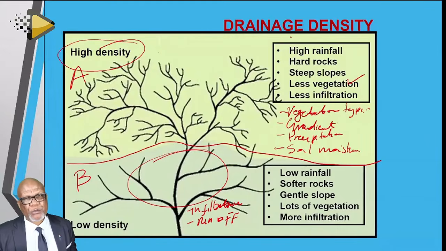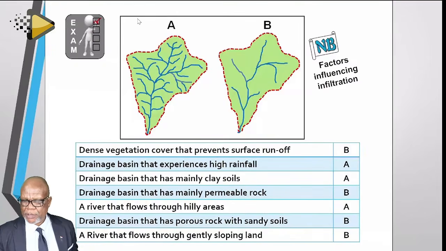Then you must say at B, the gradient is gentle, and therefore there is less runoff, more infiltration. That is why at B, the drainage density is low. So that's an application question, and that is how you can answer those application questions. Now, let's quickly look at the activities that we have.